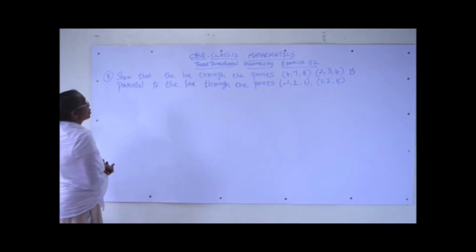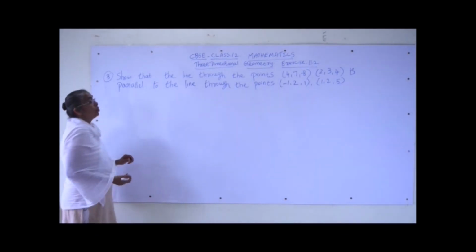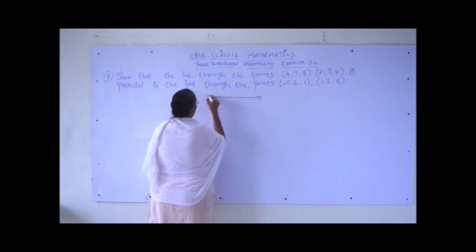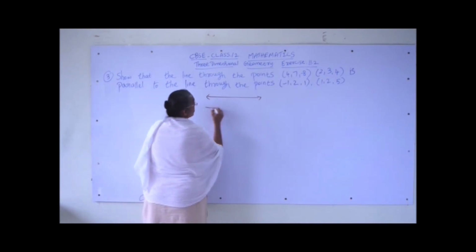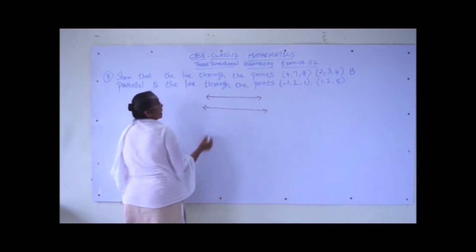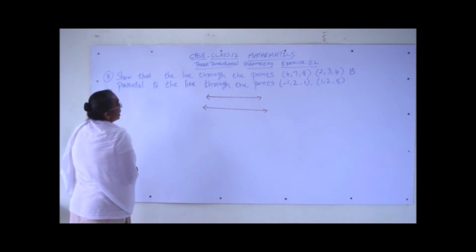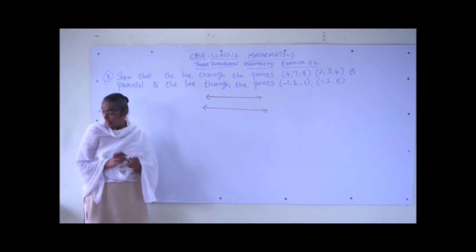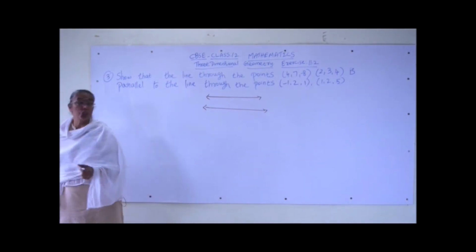Third question: show that the line through the points (4, 7, 8) and (2, 3, 4) is parallel to the line through the points (-1, 2, 1) and (1, 2, 5). Now, the condition for two lines to be parallel when their direction ratios are given.